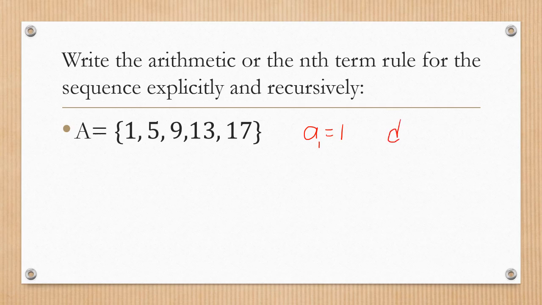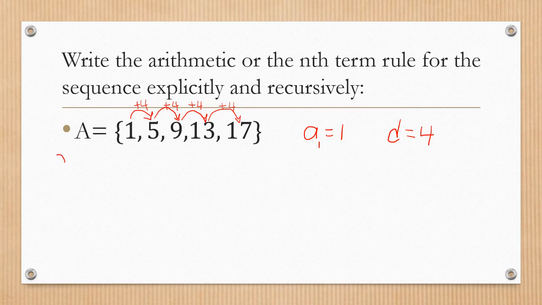We need to also identify the common difference, since I know this is an arithmetic sequence. And to find the common difference, that means you have to subtract consecutive terms from each other. So in this case, I'm going to subtract 5 minus 1, and I get 4, which means that I have to add 4 every single time to go from one term to the next term in this sequence. So to find the common difference, all you need to do is to subtract the first term from the second term. So in this case, the common difference is 4.